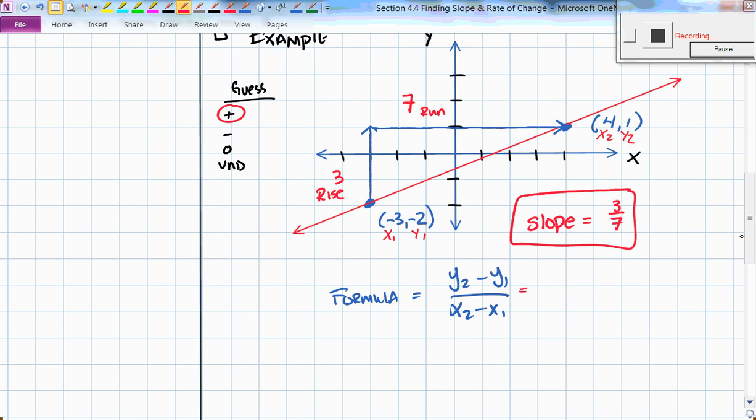So which number is y sub 2? What's the value for y sub 2? 1. Very good. So that's going to be 1. Minus, what's the value of y sub 1? -2. Now notice I'm going to use parentheses so that I do not mess up my negative signs.